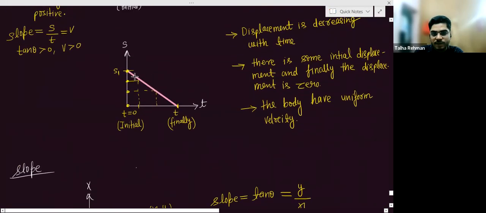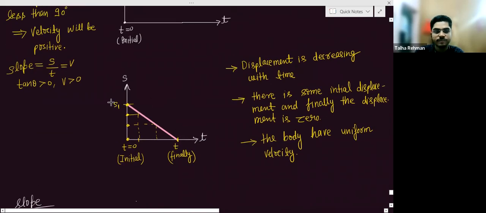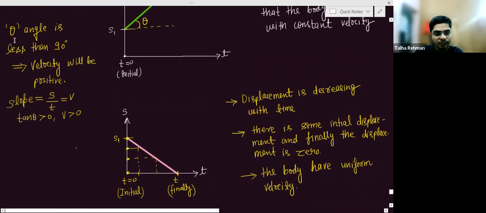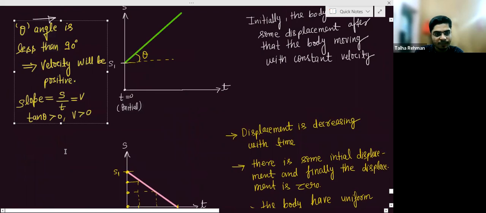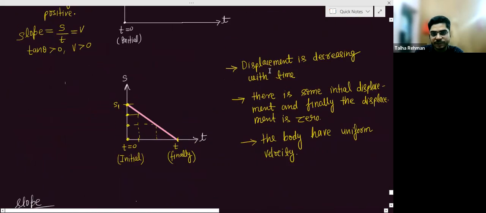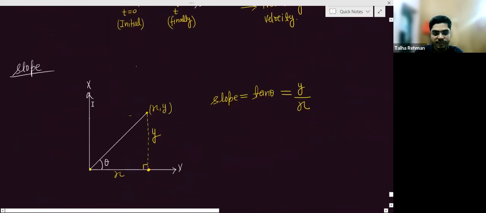Here the body is moving with constant velocity because the graph is a straight line, but this velocity is negative. Okay, velocity is negative. This is the case for the upper graph. For this graph I have written here, displacement is decreasing with time, there is some initial displacement, and then I have just told you the brief idea of what slope is.